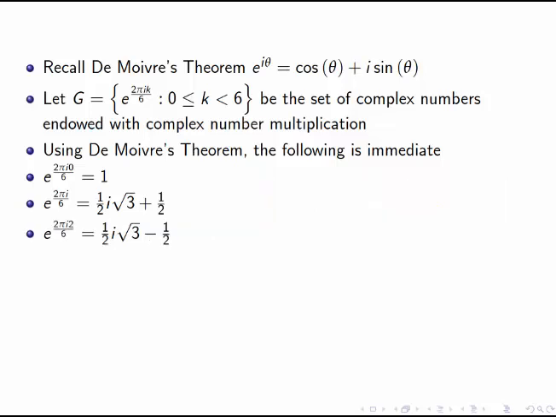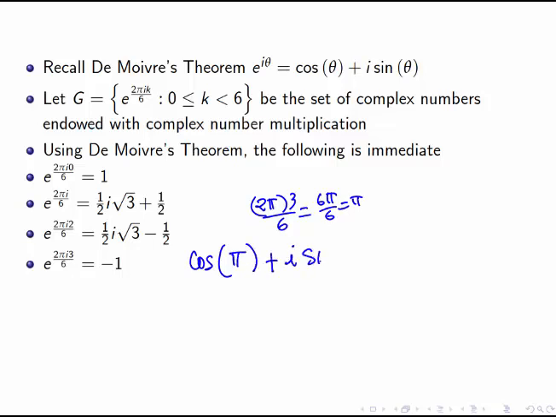e^(2 pi i 2 over 6) is going to be this complex number. You can check here that this will be -1. Why? Because 2 pi times 3 over 6 will be 6 pi over 6, right? So that's pi. So you get here cosine of pi plus i sine of pi. So that will be cosine of pi, which is -1, plus i times 0, which is -1.